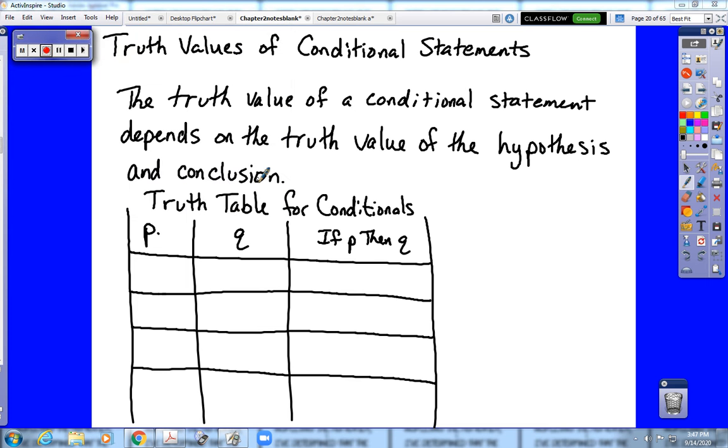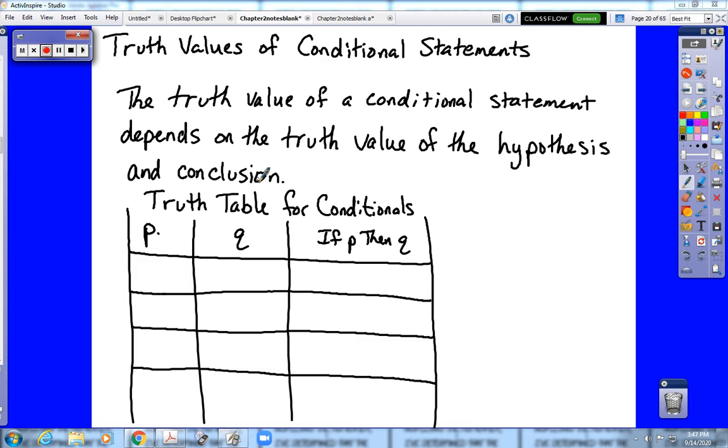Okay, ladies and gentlemen, welcome to the second of what I assume will be 3 videos over section 3 of chapter 2 in your geometry textbook. This video is going to cover the truth value of conditional statements. Just like any other statement, every conditional statement has a truth value. That truth value is either true or false. It is not allowed to be both.